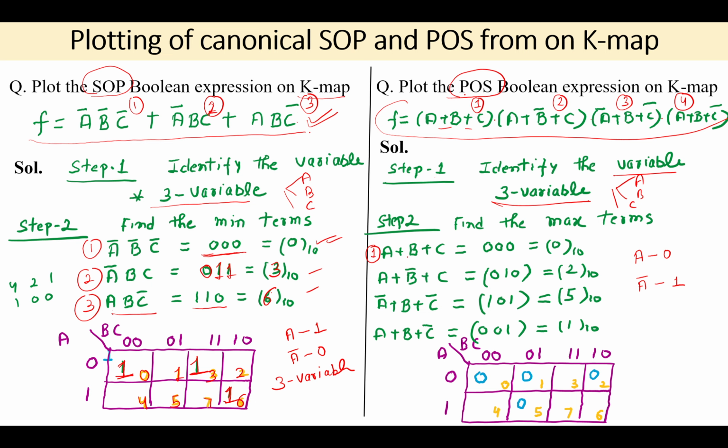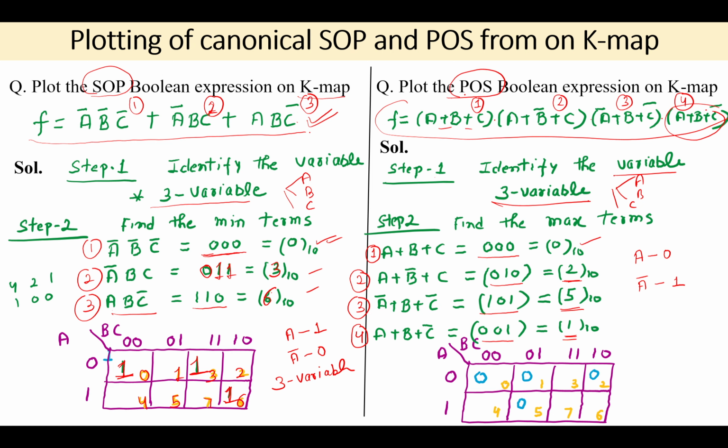So in the first term, we are going to find out the min term. A means 0, so all are 0. Okay, so this is the decimal value. And the second term is A plus B bar C. That means 0 1 0. This represents 2. And in the third term, that is A bar plus B plus C bar, the value is 101 and this represents 5. And now the fourth term, A plus B plus C bar, here we get 001 and this is 1.